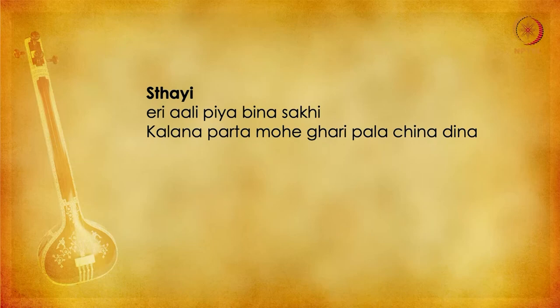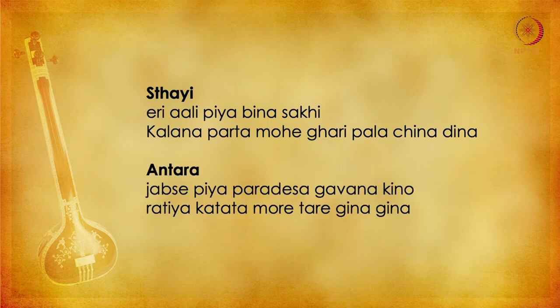Sthai, which is the first part of the composition, goes like this. Eri Ali Pia Bina Sakhi Kalana Paratamuthe Ghari Pala Chena Dina. Then the antara, or the second part of the composition, goes like this. Jabse Pia Paradesa Gavanakino Ratiya Katatu Mure Tare Gina Gina.